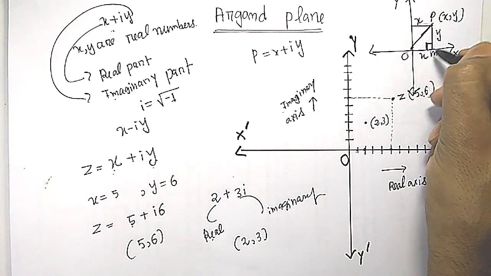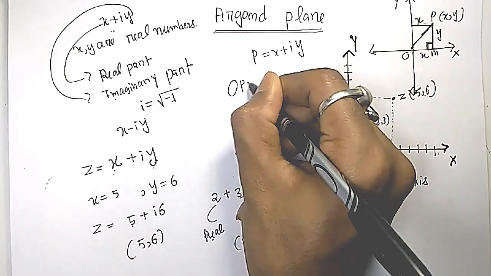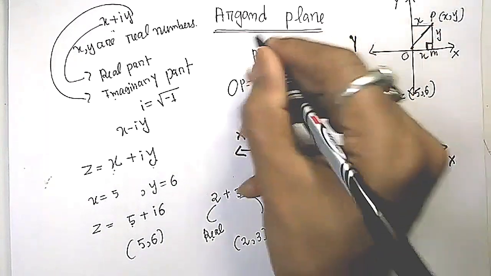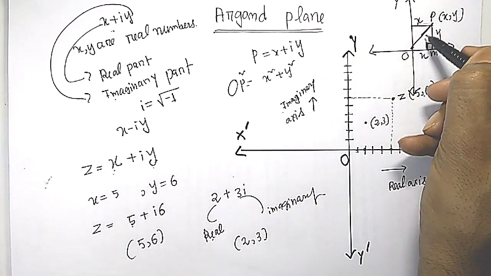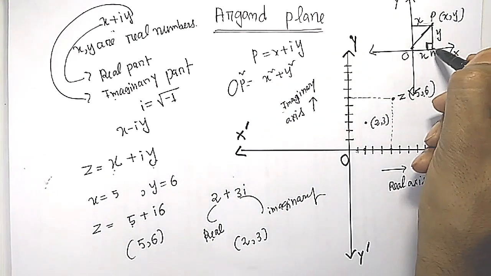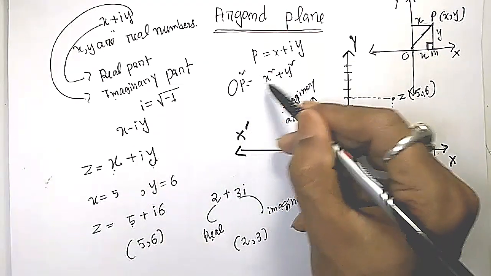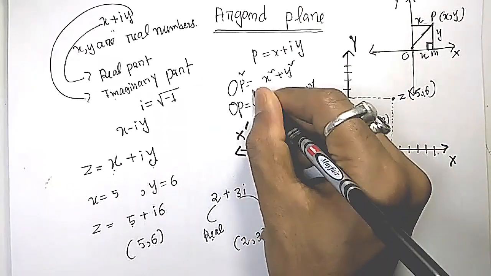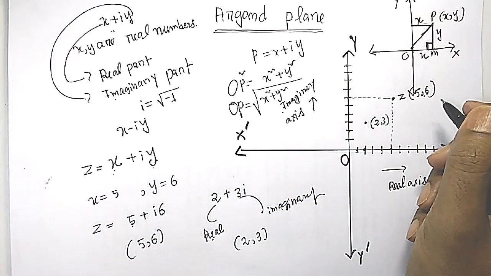Since it is a right angle triangle, using the Pythagoras theorem, OP square equals x square plus y square. So hypotenuse square equals base square plus perpendicular square. So OP square equals x square plus y square. So from here, OP equals root over x square plus y square.